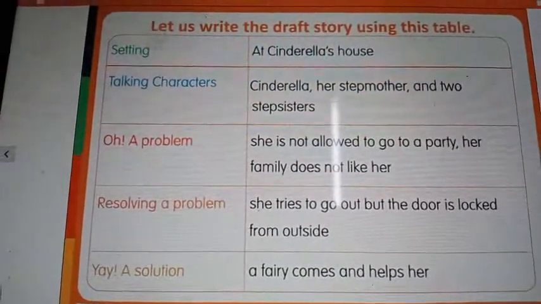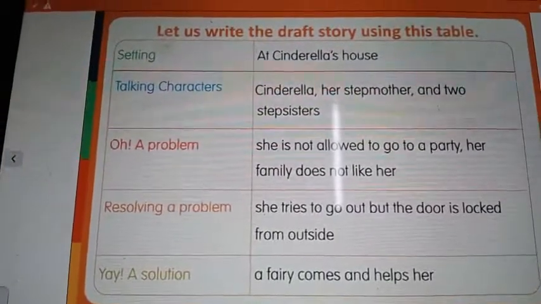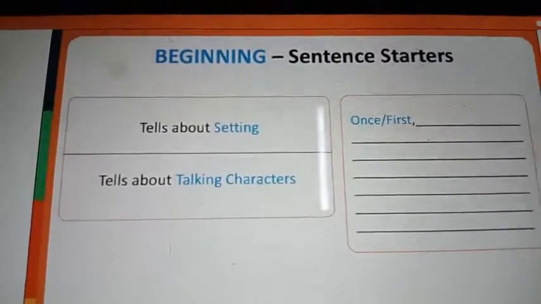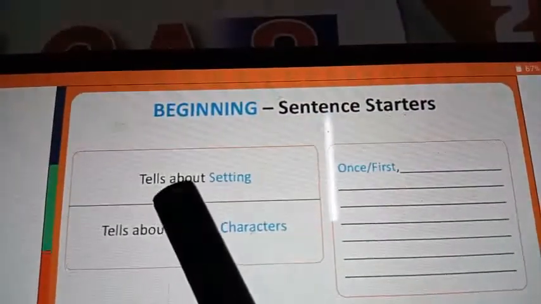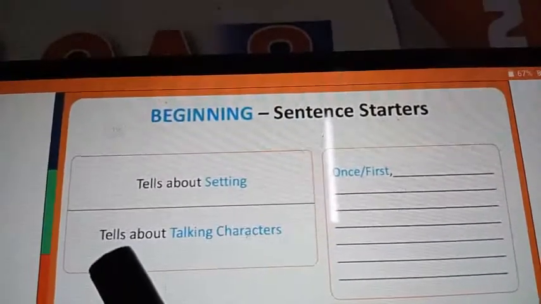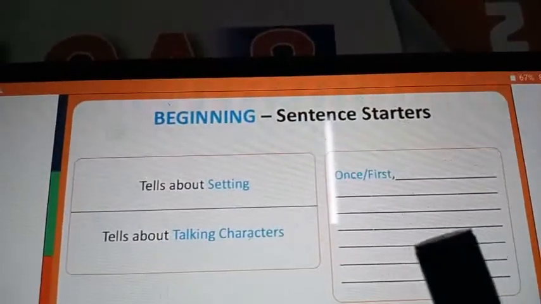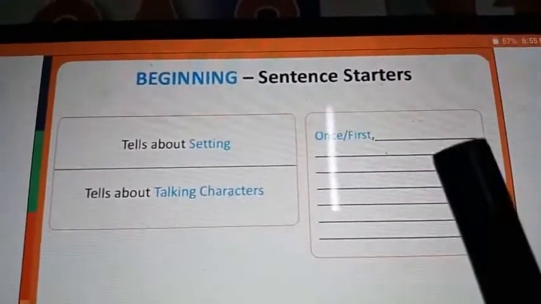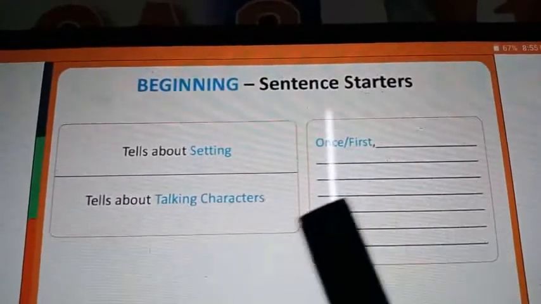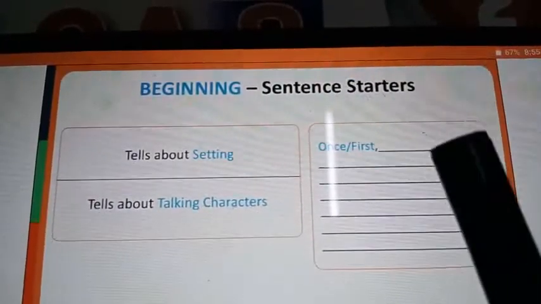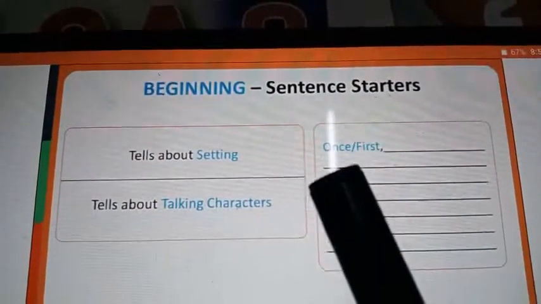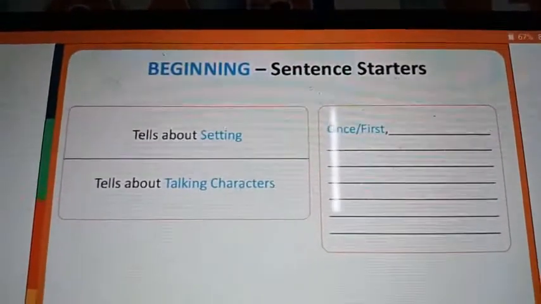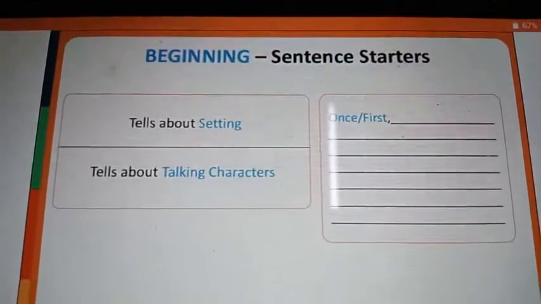What are they? Beginning, middle and end, right? See this. Beginning sentence starters. What do we have to do? Tell the settings. Tell about the talking characters. So, what do we write in the beginning? Settings means where is the story taking place? Talking characters means who are all the characters in the story? We have to find the answer. First we have to write the beginning here. Okay? Do you understand? Yes.